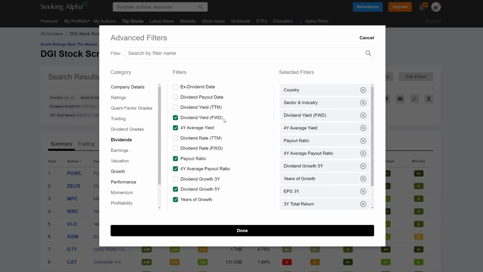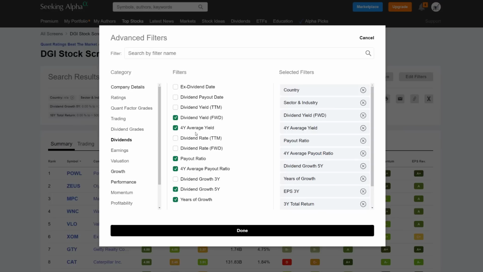If I have $10,000 that I'm ready to invest tomorrow, well then yeah, sure, I obviously want to look at this. But the majority of us live paycheck to paycheck. We're dollar cost averaging. That's why I like looking at the 4-year average yield. Okay, so that's just one example of why I have this set up the way that I do.